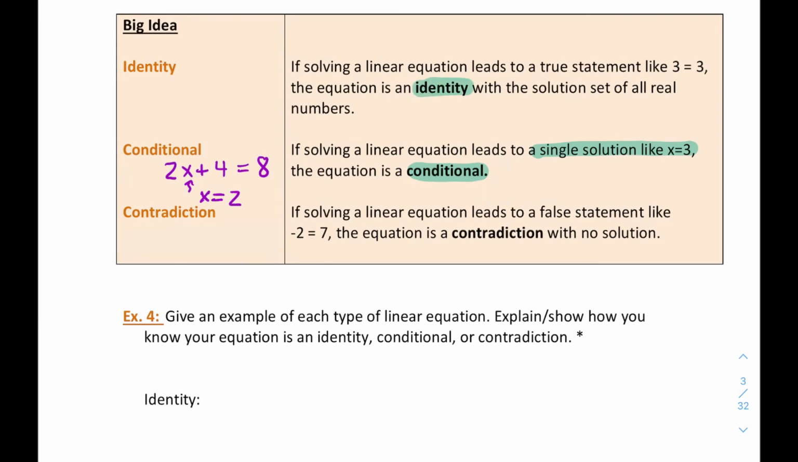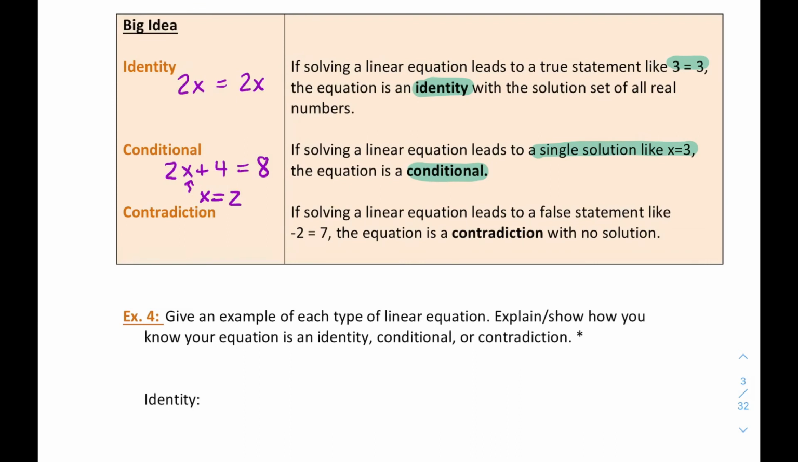So an identity is an equation where it always results in a true statement, something like you get 3 is equal to 3, which is true all the time. So if your equation looked like, say, 2x equals 2x. Well, it doesn't matter what x value you have in there. Both sides are always going to be equal to each other. So that equation is an identity.